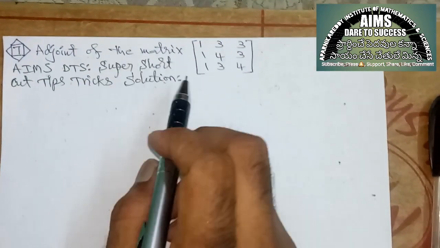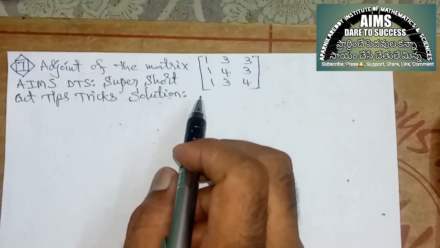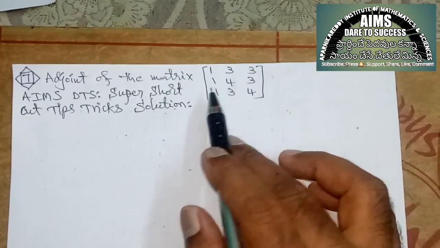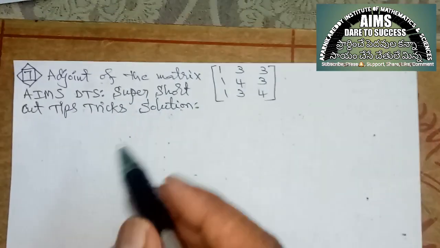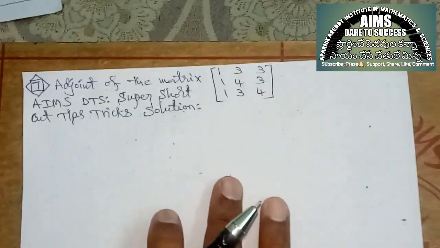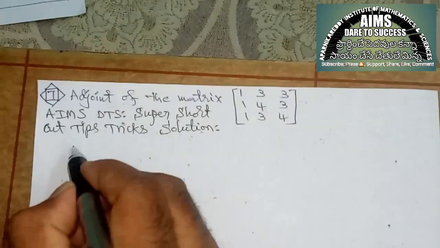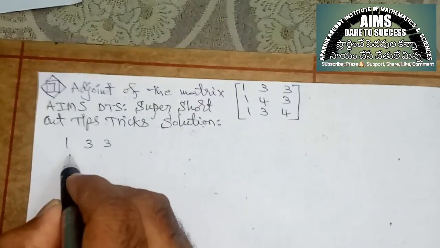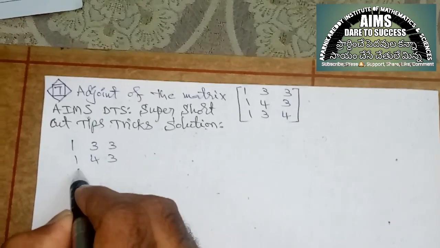My dear friends, I came with a new problem related to adjoint of the matrix. The question is 1, 3, 3, 1, 4, 3, 1, 3, 4. So I want to continue the answer. Again I want to write that matrix as it is: 1, 3, 3, 1, 4, 3, 1, 3, 4.